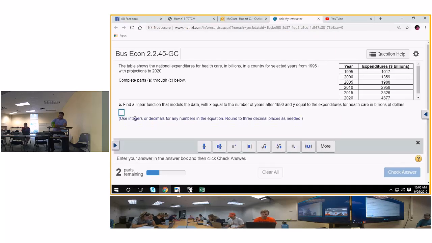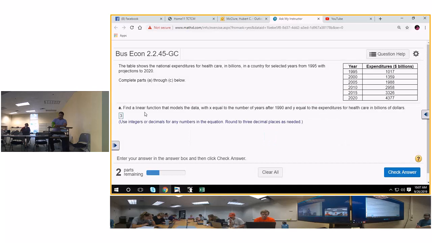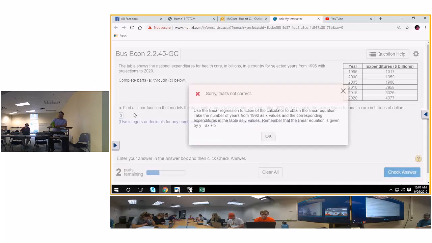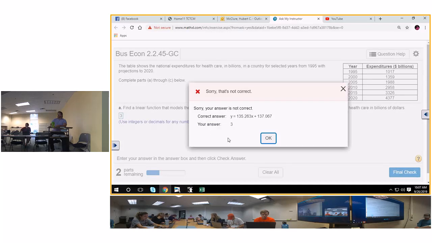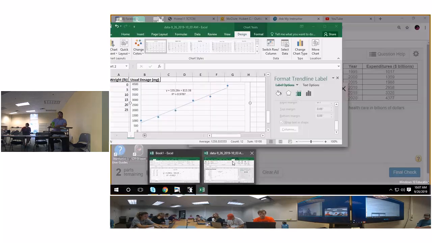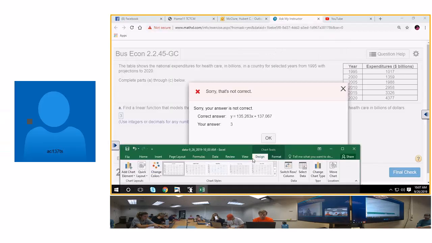Find the linear function, 3. Now they're probably doing it by hand, so they'll probably have a fraction. And that's fine, whichever way you want to do it, I'll be lenient. Is that what they got? Is that what we got? That's what I got, but I did something different. Yep, that's it, 135.26. Why is that? Yeah.